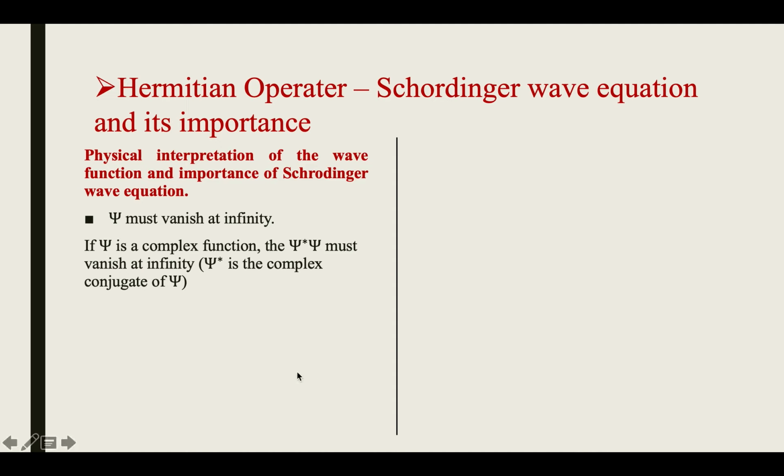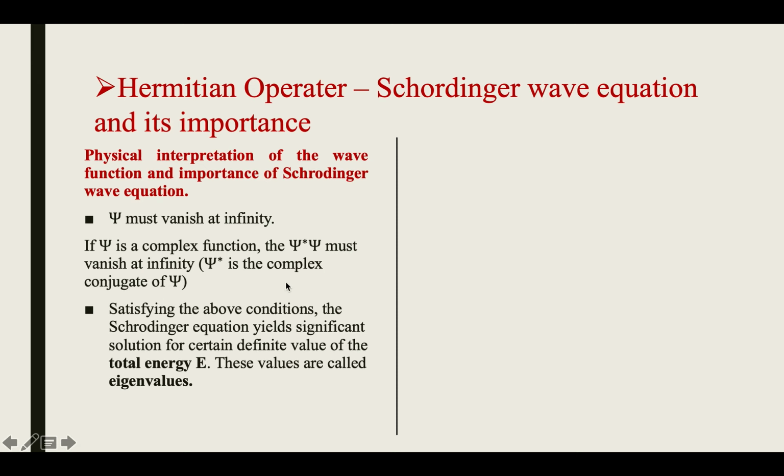Less than infinity, only some probability will be there, so you will get a solution at that time. If psi is a complex function, then psi star into psi must vanish at infinity. So psi star is the complex conjugate of psi. Satisfying the above conditions, the Schrodinger equation yields significant solutions for certain definite values of the total energy E. These values are called eigenvalues.